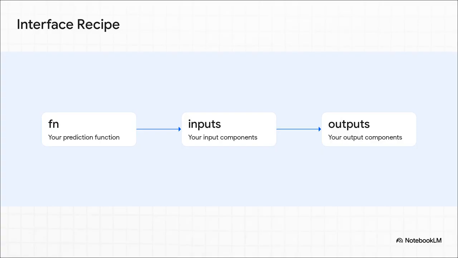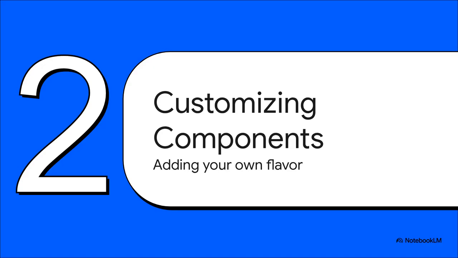Okay, so first up, we've got fn. That's just your Python function, the code you want to show off. Next, inputs. These are the ingredients your function needs to do its job. Could be text, an image, whatever. And finally, outputs. This is the final dish, right? It's what your function spits out at the end. That's it. Function, inputs, outputs. That's the core recipe.